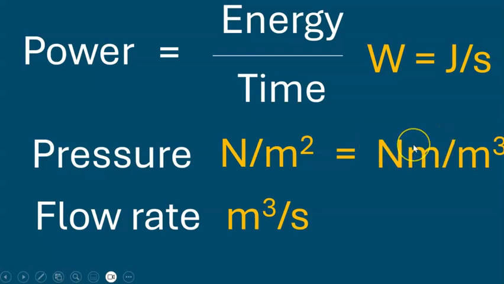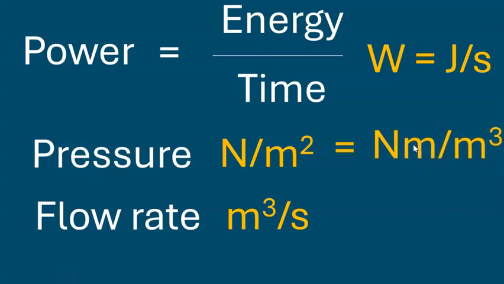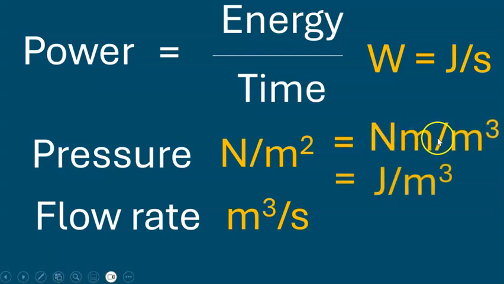Now, the reason I'm doing this is just to show that it all works. So a Newton meter per meter cubed is a joule per meter cubed. So joules per meter cubed, flow rate meter cubed per second. So pressure can be expressed in energy per unit volume, flow rate volume per second, per unit time.